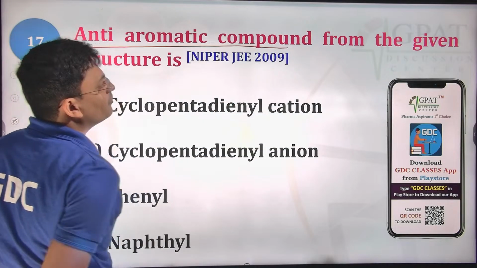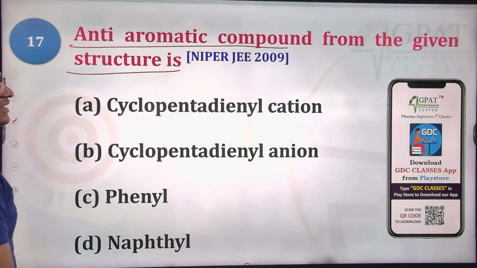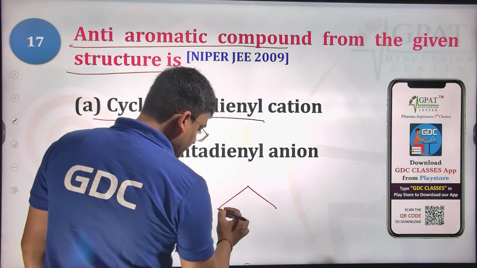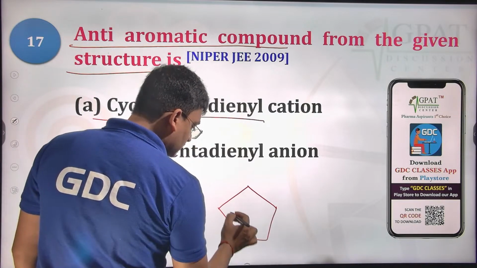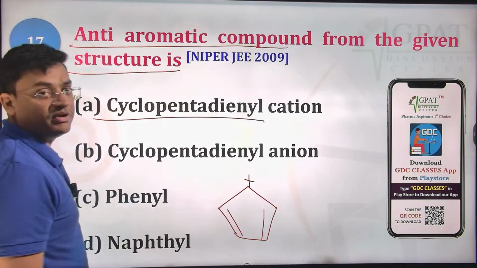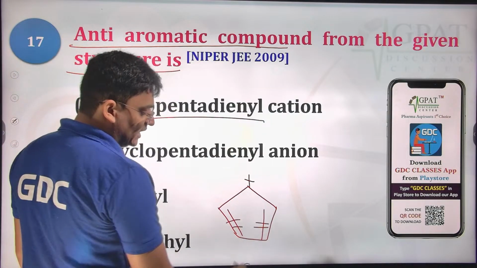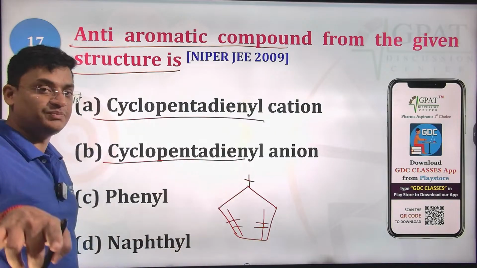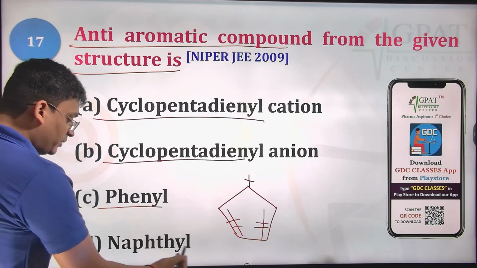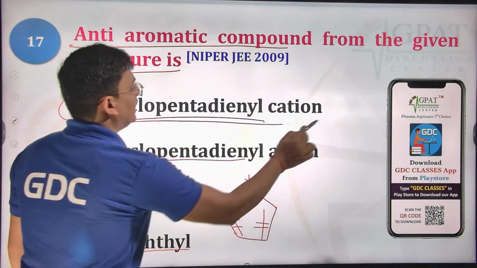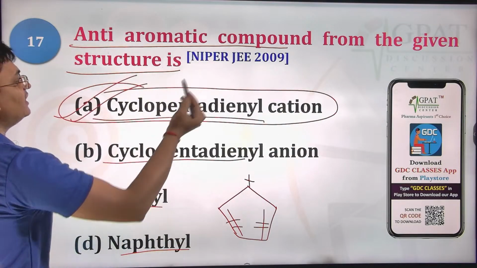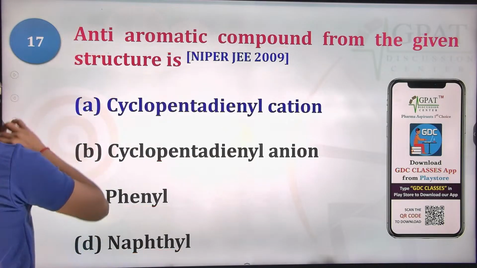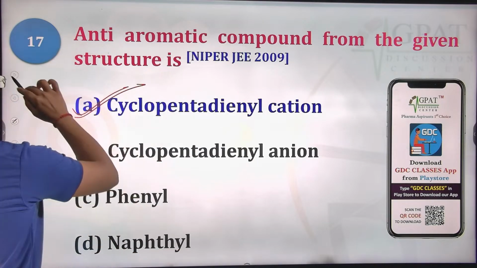Anti-aromatic compound from the given structures: the cyclopentadienyl cation. Yes, this cyclopentadienyl cation is an anti-aromatic system, as it has just 4n pi electrons. The cyclopentadienyl anion has a 6 pi electron system and is aromatic, as are phenyl and naphthyl. But the cyclopentadienyl cation is an anti-aromatic compound, and this was a question from NIPER. So A will be the right answer.